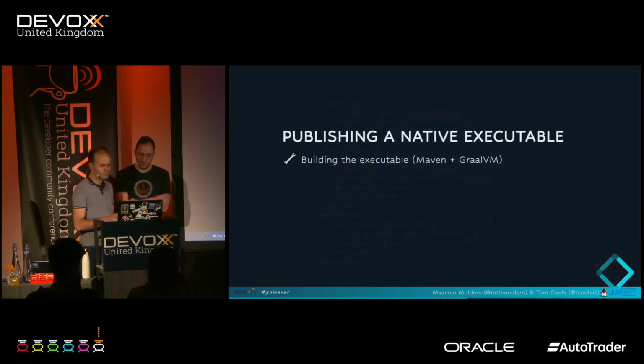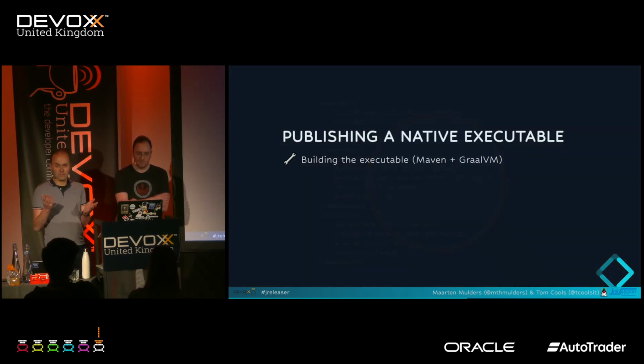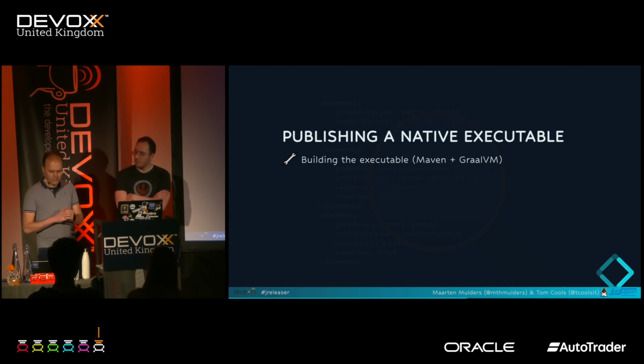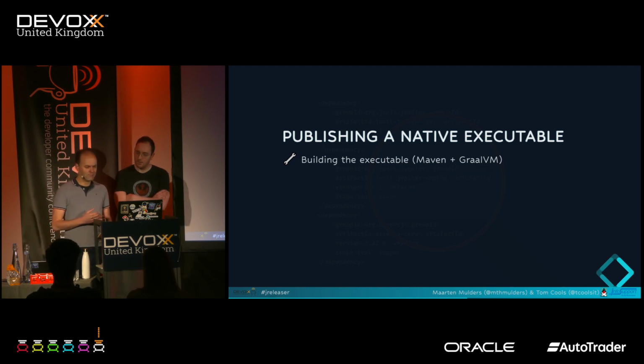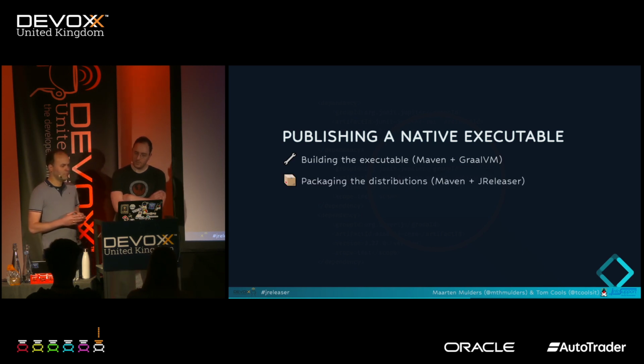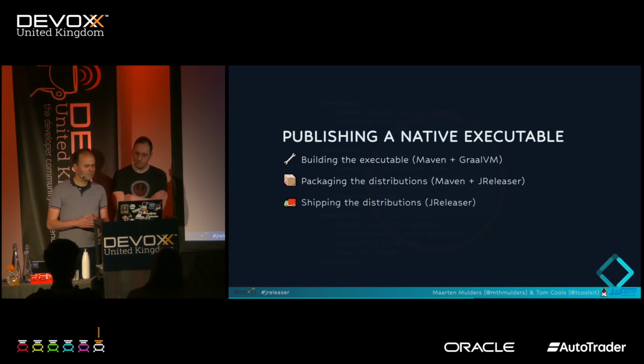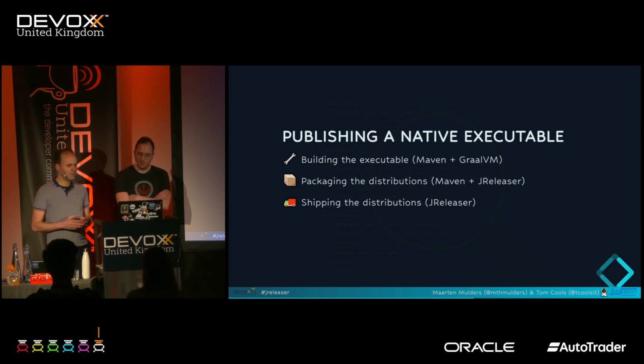Well, we have to build those executables. As I said, and as Tom also mentioned, I already had that stuff in place. I'm using Maven for that. I'm using GraalVM for that. And I didn't quite feel like reinventing that wheel, so I've kept that as is. Then JReleaser is going to package the distributions, and I'm using the JReleaser Maven plugin for that. And then finally ship that distribution, and that's going to be an action for JReleaser.